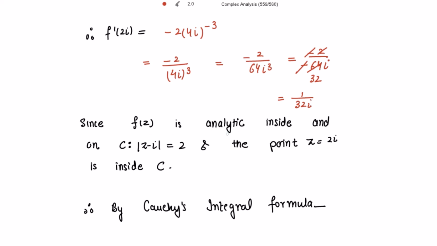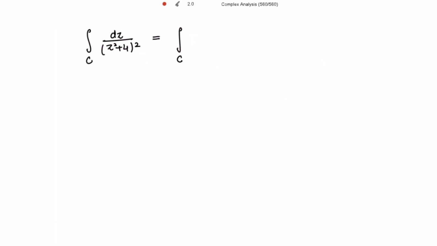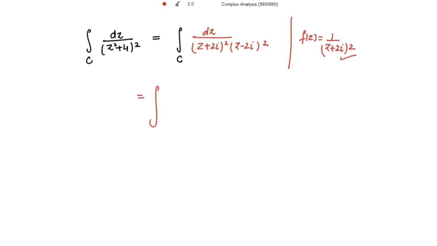Now since f(z) is analytic inside and on this circle and the point z equal to 2 iota is inside C, by Cauchy's integral formula we have the given integral to be equal to, because we have taken f(z) to be equal to 1 divided by (z plus 2 iota) whole square. Let me write that first. How to write this? It is (z plus 2 iota) whole square and (z minus 2 iota) whole square, right? Because we have taken our f(z) to be this, so I am writing here f(z) divided by (z minus 2 iota) whole square dz.